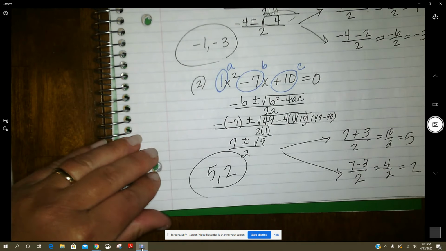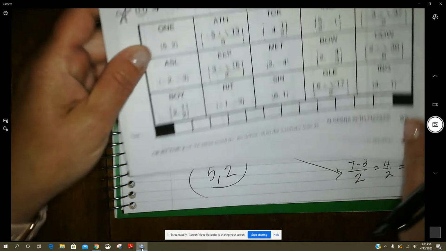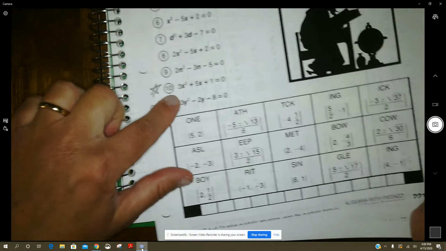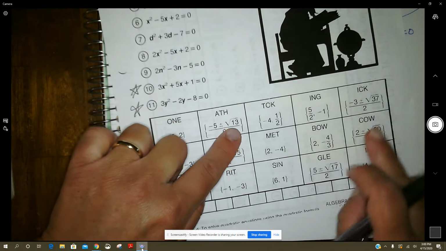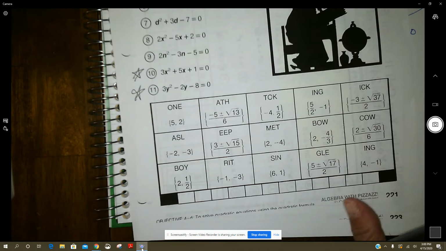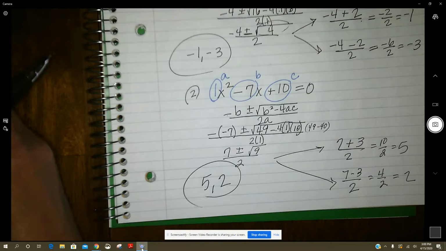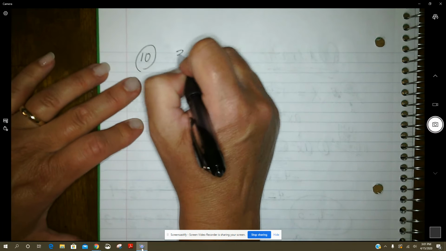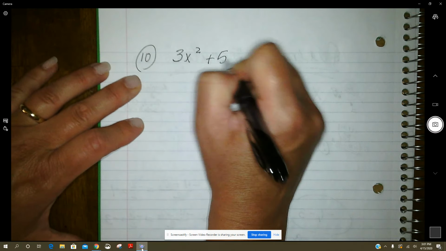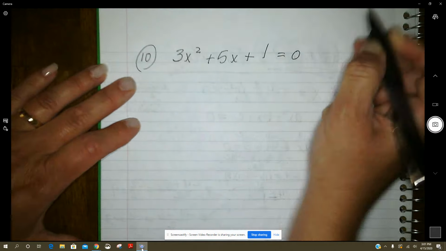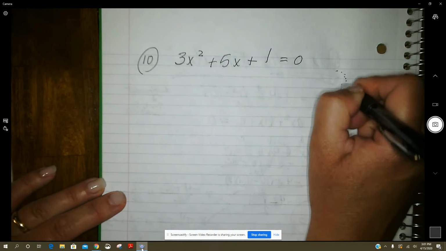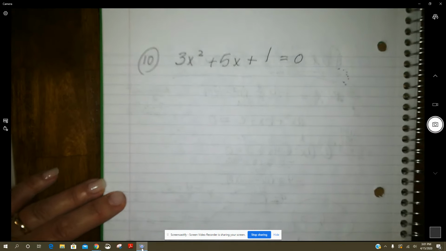All right, let's keep going. I want to show you number 10. I also want to show you one of these problems that have these weird roots in them. What is that all about, right? So let's do one of those, okay? So let's go do number 10. Number 10 says 3x squared plus 5x plus 1 equals 0. Keep in mind, I should see this in your notes, okay? Remember, you got to put this in your notes.